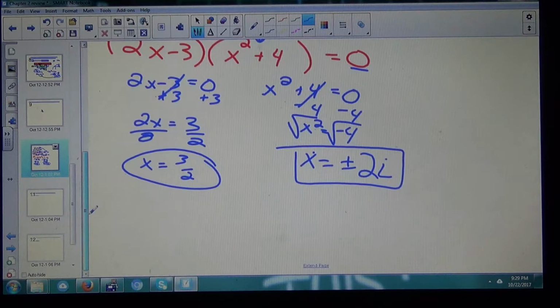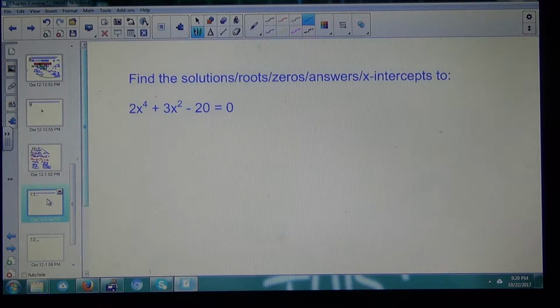So, found them, solved it. 2 more questions here. Alright, find the solutions, roots, zeros, answers, x-intercepts. I gave you pretty much every name possible that they could ask for. You're just solving is all it is, and you're finding the answer. These all mean the same thing.